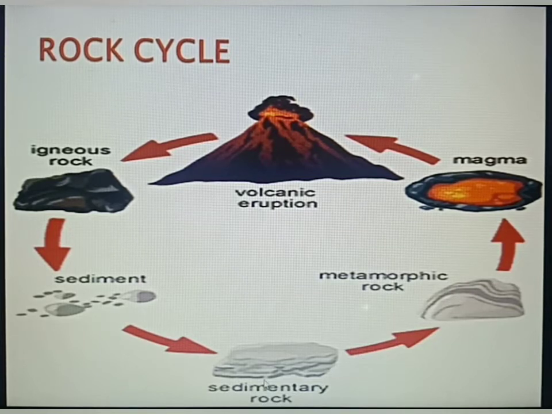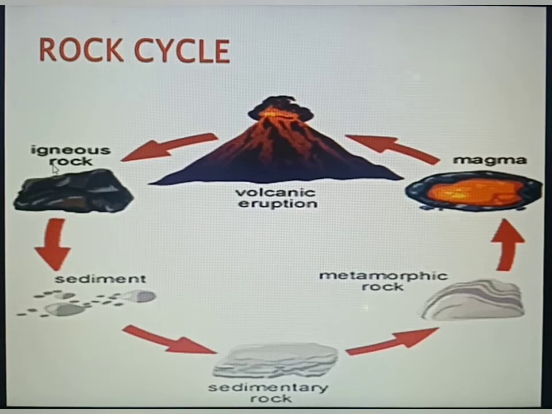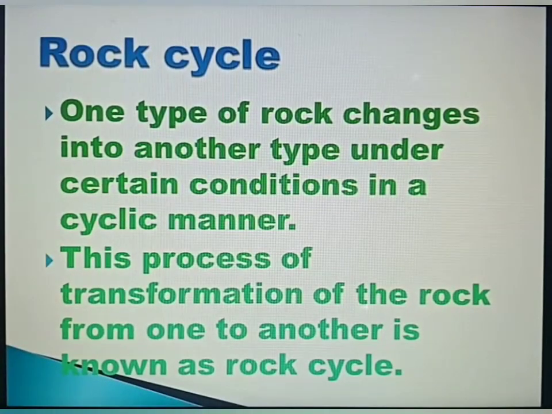When the igneous and sedimentary rocks are subjected to heat and pressure, they change into metamorphic rock. The metamorphic rock, which is still under great heat and pressure, melts down to form molten magma. This molten magma again can cool down and solidify into igneous rocks. This is a continuous process. One rock can be changed into another type. So, rock cycle means the process of transformation of the rock from one to another.